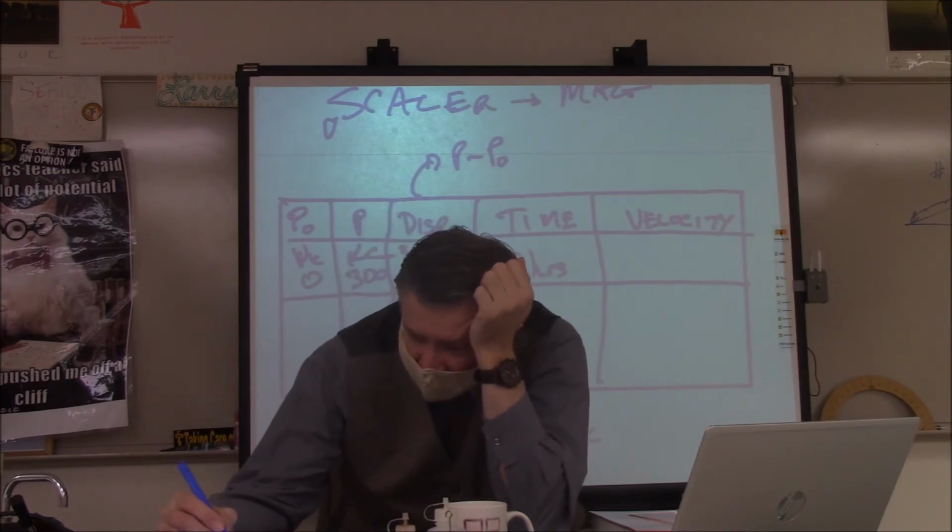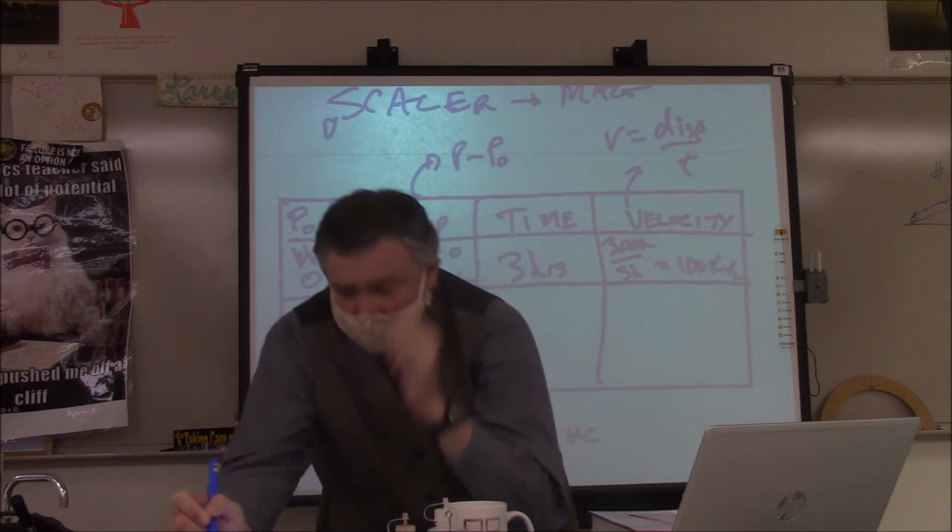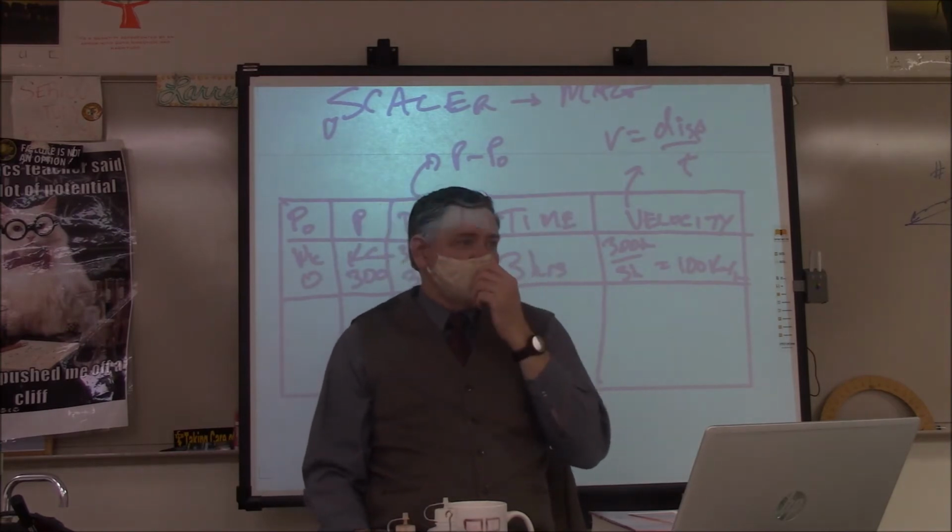Now, our velocity: I want to take displacement and divide it by time, which in this case is going to be 300 kilometers divided by 3 hours, which gives me 100 kilometers per hour. It's cool. Life's great.